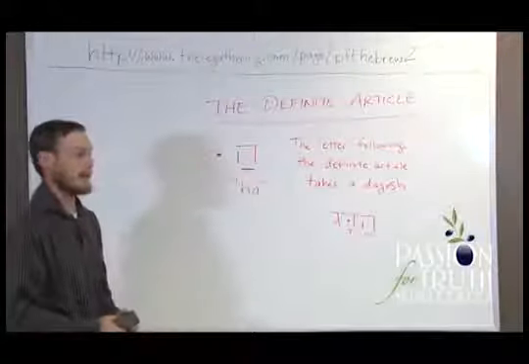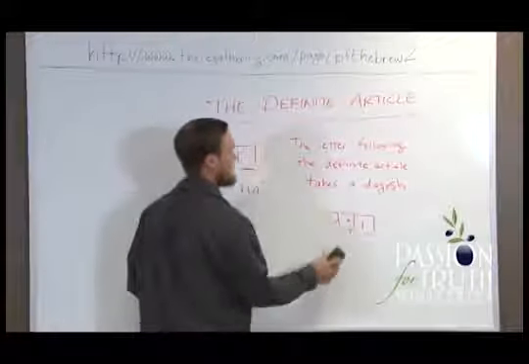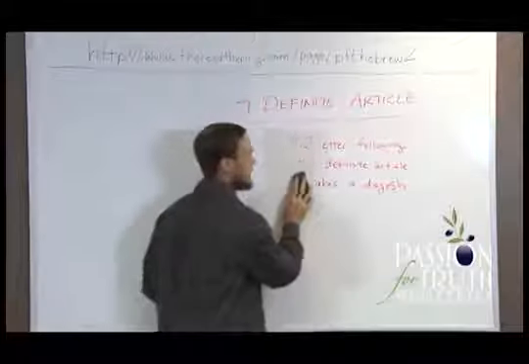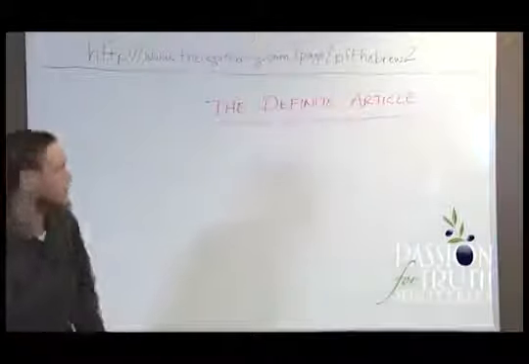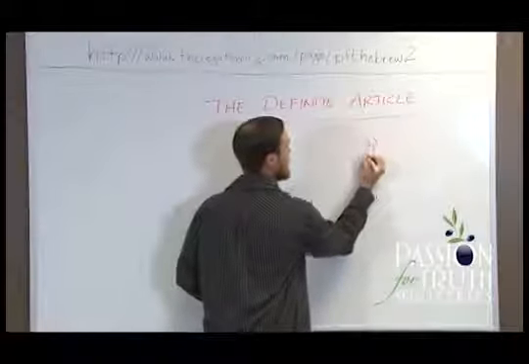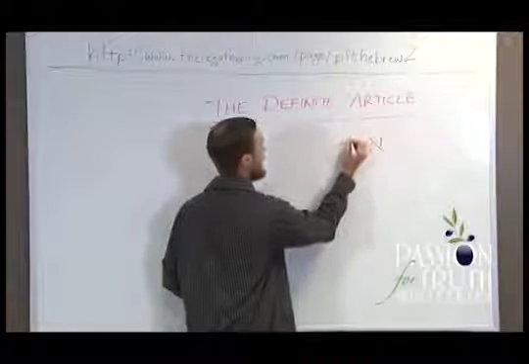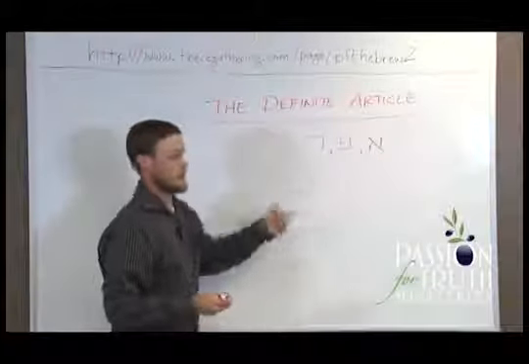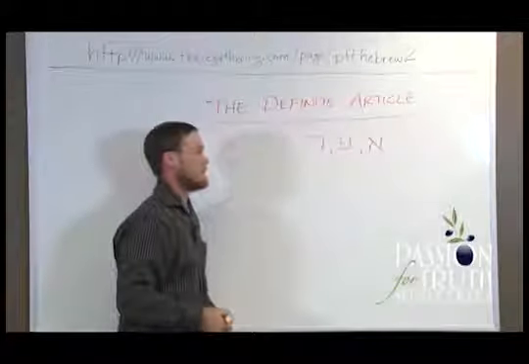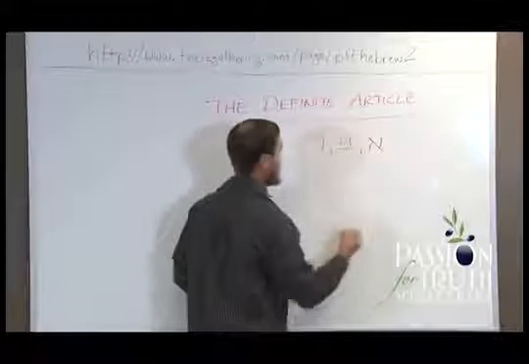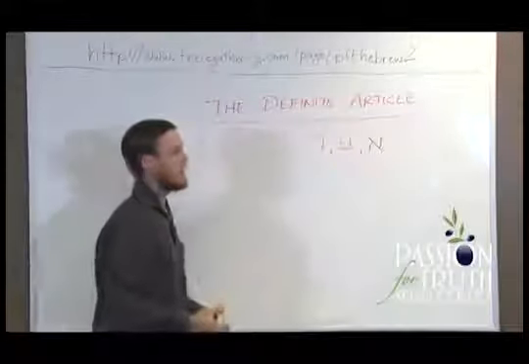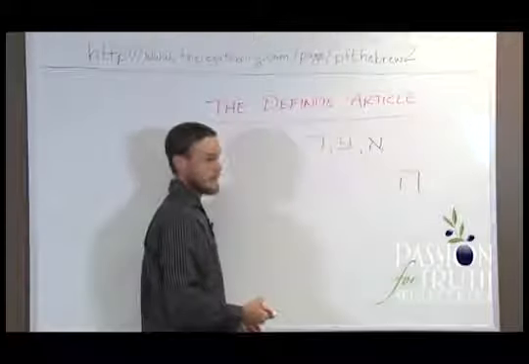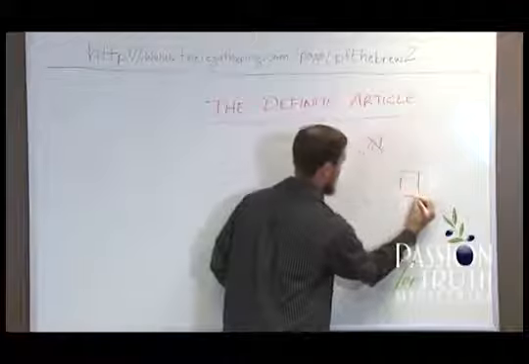Now, there are some letters that cannot take a dagesh. So, if the letter following the definite article is an aleph, an ayin, or a resh, there are other letters that cannot take a dagesh either, but these are the letters to which this exception applies. If the definite article immediately precedes an aleph, an ayin, or a resh, then the letter does not take a dagesh, and the vowel under the hey, instead of being a patach, is a kametz.